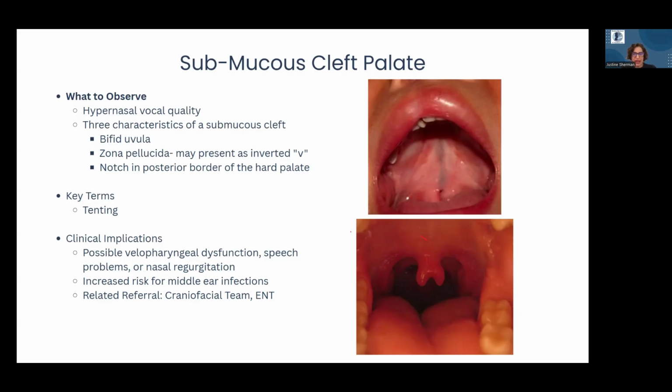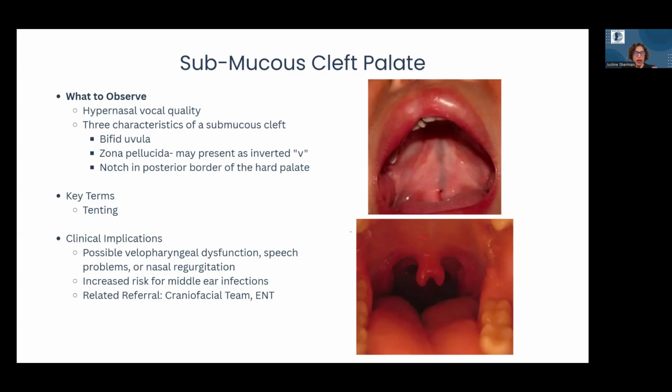So why that matters. These features indicate possible VPI, and functional consequences will include hypernasality, nasal emission, and compensatory articulation. Then we have to observe functional impact. So have them sustain a vowel for hypernasality, look at high pressure consonants for nasal emission, observe for compensatory articulation like glottal stops or pharyngeal substitutions.